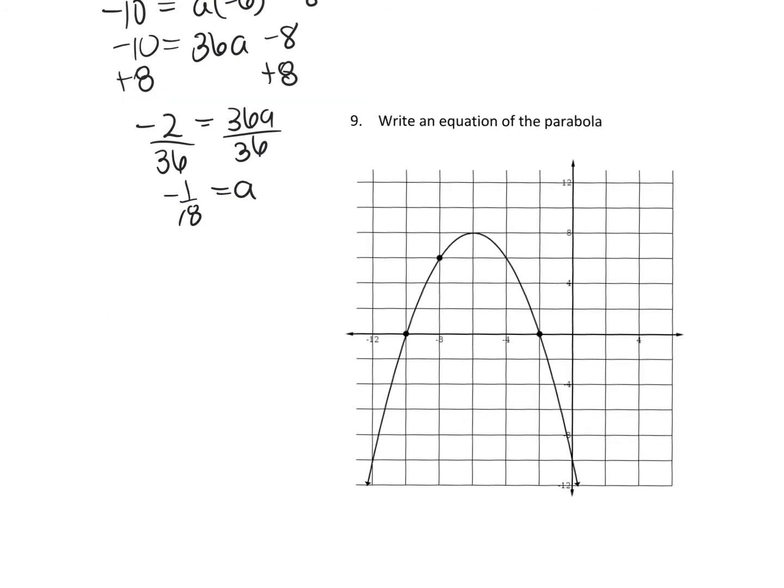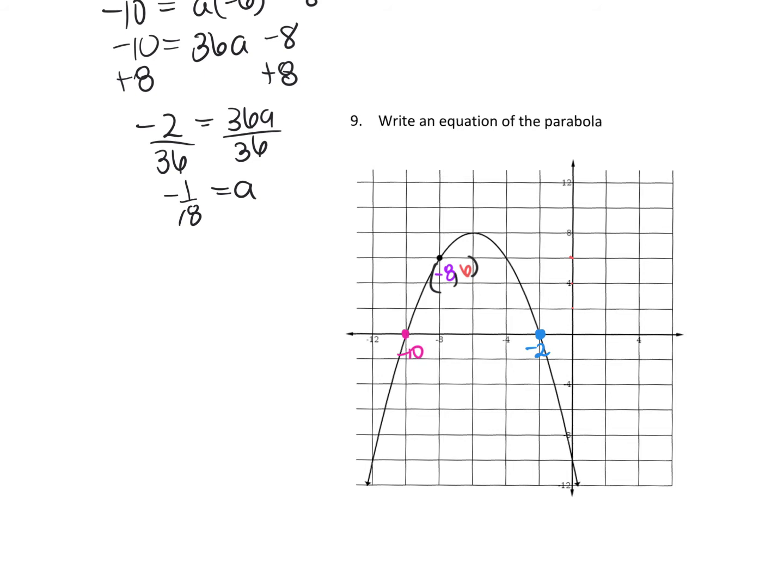Number 9, write the equation of the parabola. So we have the parabola. We maybe can find the vertex, but we can also find these x-intercepts. So we have -2 here and -10. And then we have this point up here, which is going to be -8, comma, the y is 2, 4, 6, comma 6. Okay, so we can find that information from the graph.